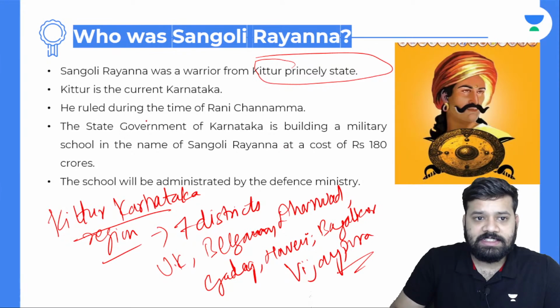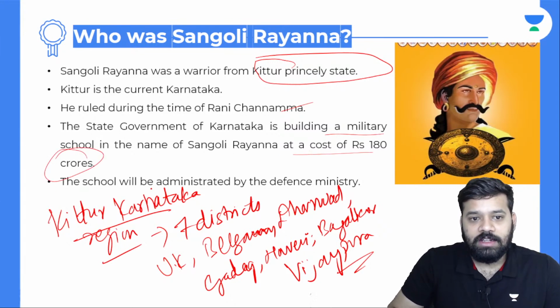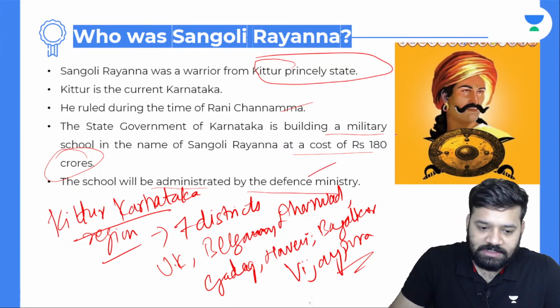These are the 7 districts. He ruled during the time of Rani Chennamma. The state government of Karnataka is building a military school in the name of Sangoli Rayana at a cost of 180 crore. The school will be administered by the Defense Ministry.